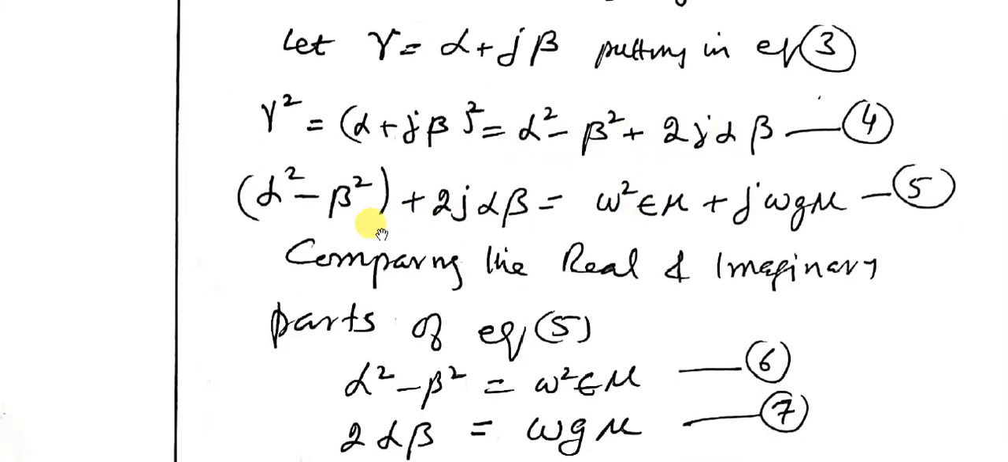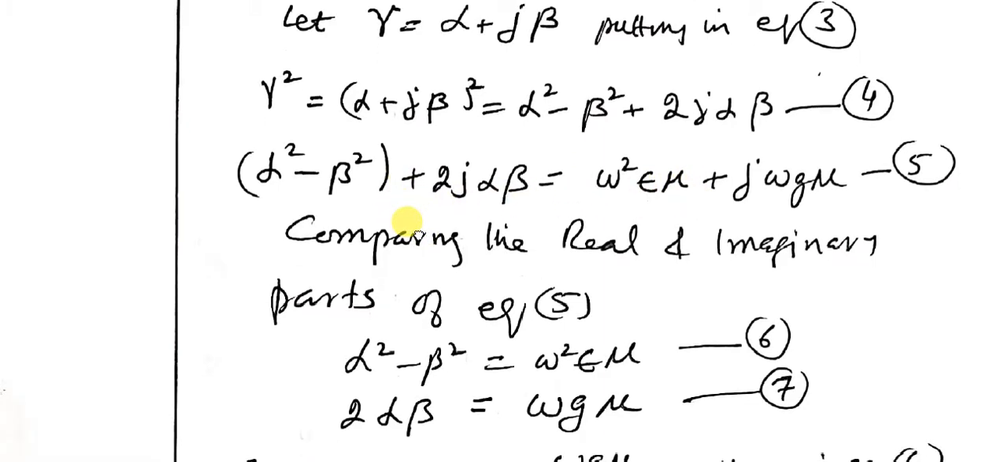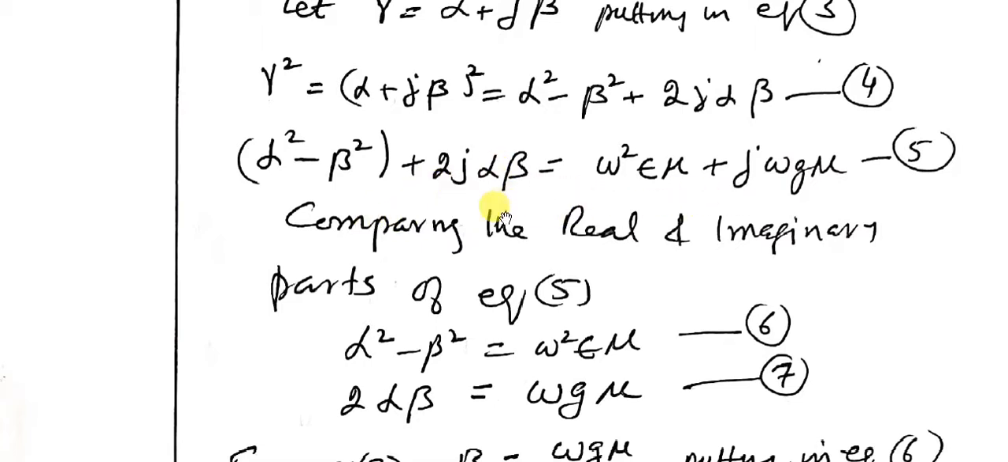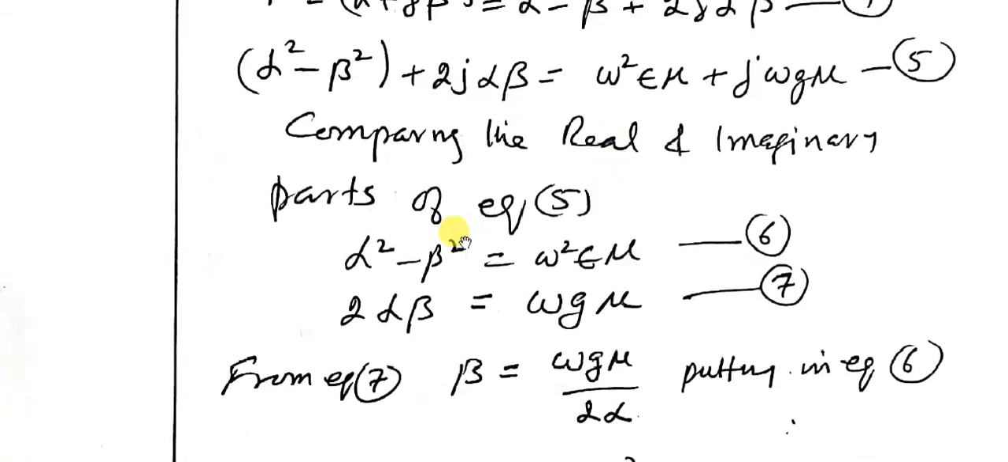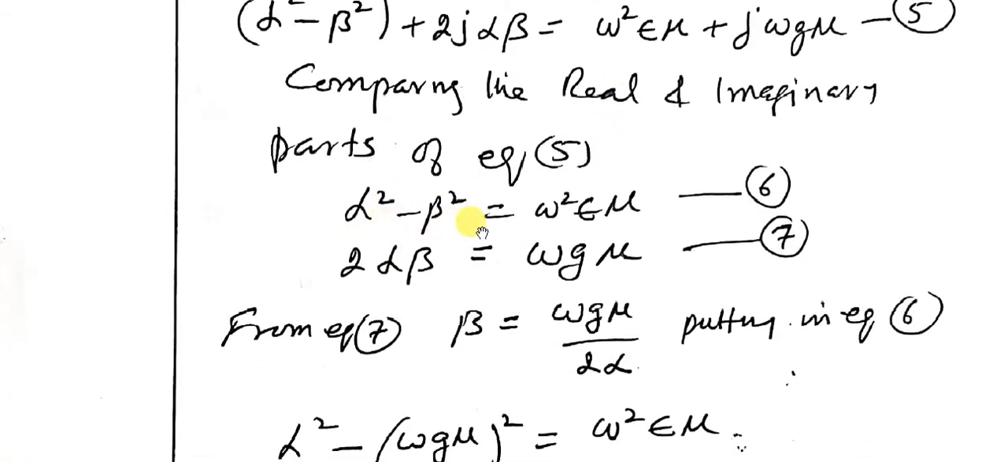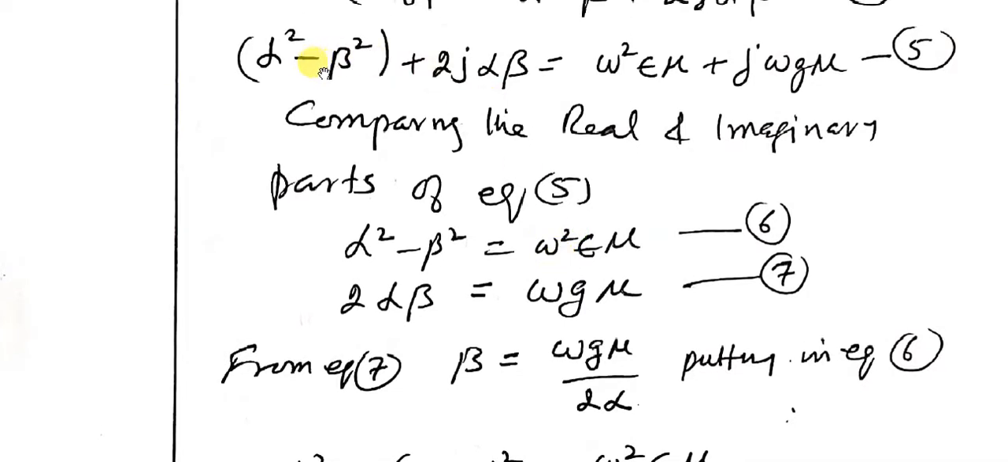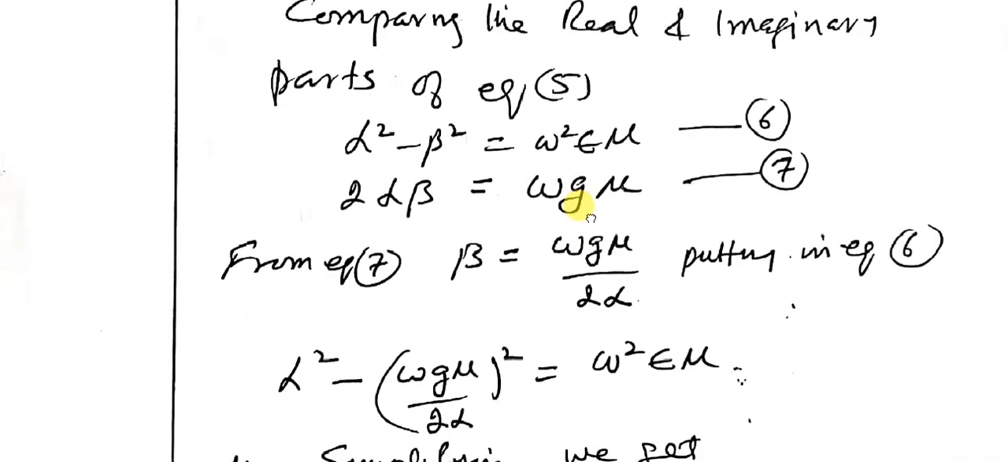After putting that, both sides now have the real and the imaginary parts. Comparing both sides, the coefficients of the real and the imaginary parts, what we have got now is alpha square minus beta square is equal to the real part, which is omega square epsilon mu, and the imaginary part 2 alpha beta is equal to omega sigma mu. So these two equations we got now are 6 and 7.